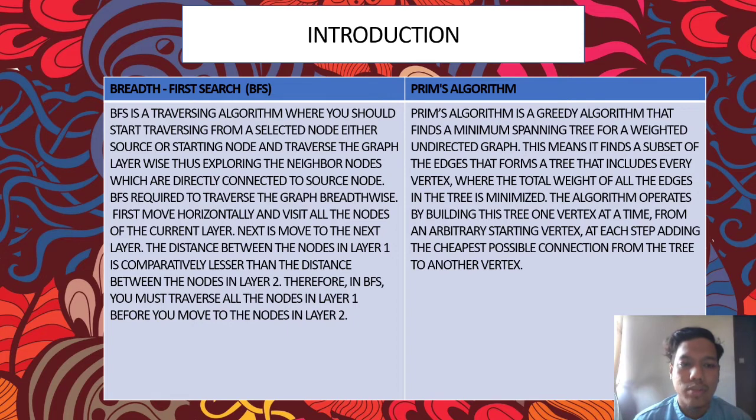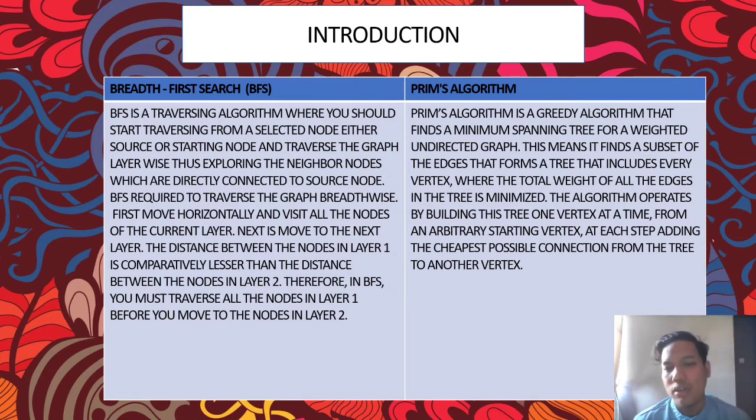How it works is by first moving horizontally and visiting all the nodes of the current layer. Then it moves to the next layer, and the distance between the nodes in layer 1 is comparatively lesser than the distance between the nodes in layer 2. Therefore, in BFS, you must traverse all the nodes in layer 1 before you move to the nodes in layer 2. Next is Prim's algorithm.